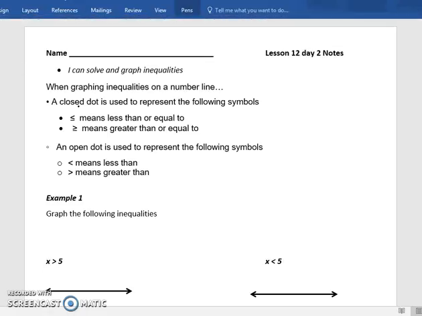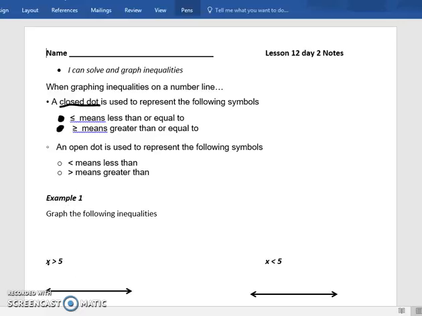So the big thing here is if we use a closed dot like this, as in we shade it in, that's referring to our less than or equal to or greater than or equal to, because it means we can actually land on the line. All right, so if it's an open circle, it means less than or greater than, which means we can get right up next to it, as close as we can, but we can't actually land on it.